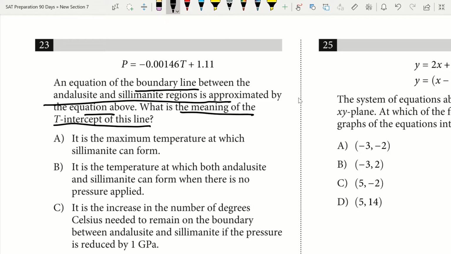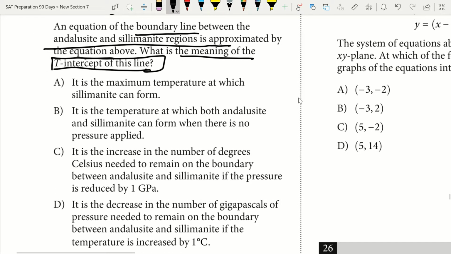Whenever we see an equation that looks like this, typically when we think of an intercept, we would think, oh, this is our intercept. Not in this case, because we're asked for the t-intercept. The t-intercept in this case is going to be where P equals 0. Where P equals 0 is where our t-intercept is. So the meaning of that has to do with the pressure being 0. So let's look for an option that says something about our pressure being 0.